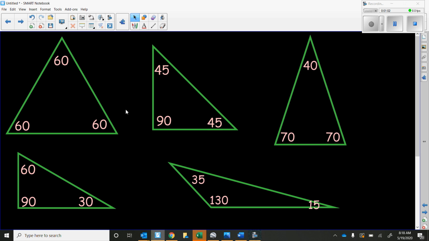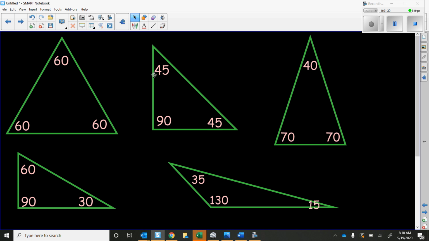I have for you 5 examples of triangles. Each has a measurement in the corner. The measurement measures the angle of this vertex. You should be able to see that the first triangle is what we would call an equilateral triangle. Every one of those angles is the same measurement, and every one of the sides is the same length.